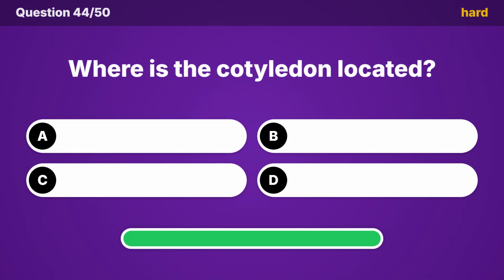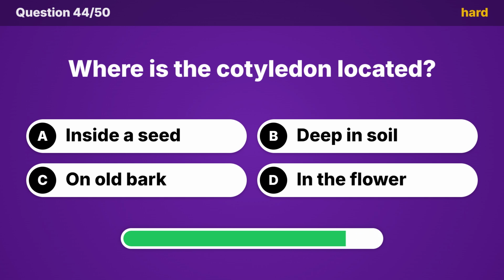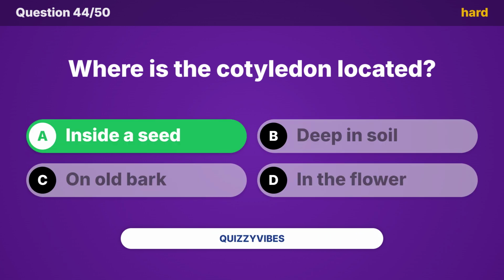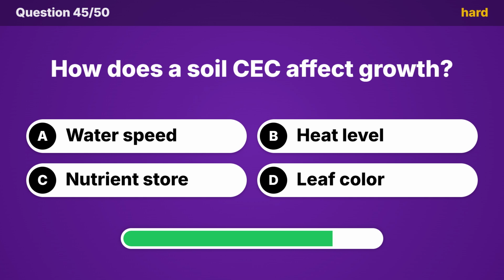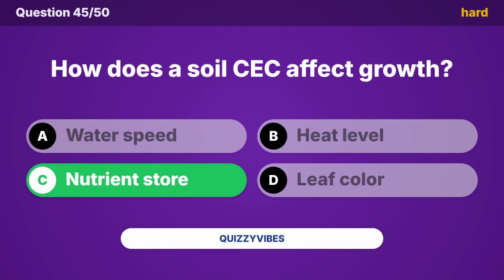Where is the cotyledon located? The answer is inside a seed. How does a soil CEC affect growth? Did you guess it? The answer is nutrient store.